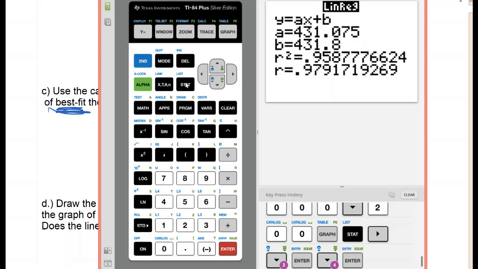If you don't have your r's, it's not a big deal. I will never ask you for the r's. They're there to tell you how good of a fit it is, and I will talk about them, but we're not going to do anything with them other than me talking about what they mean.